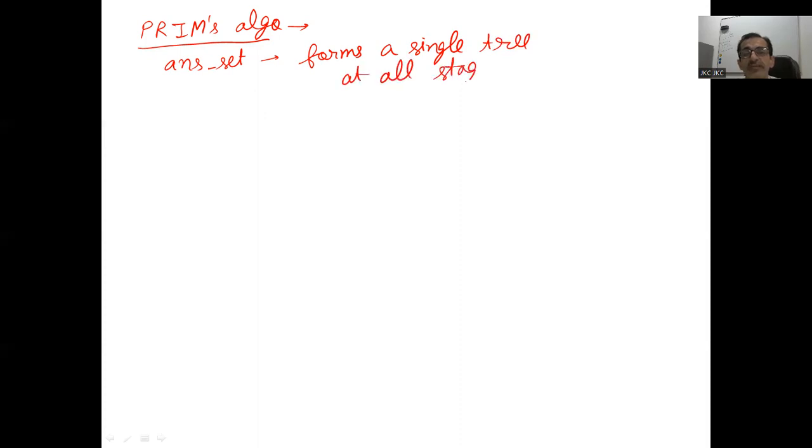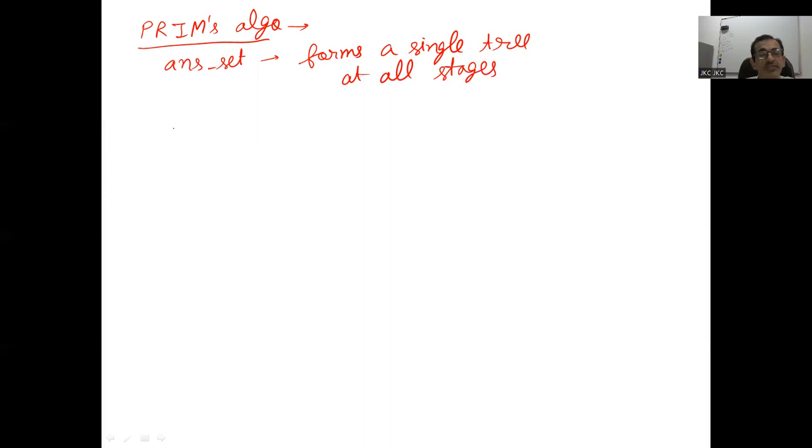So now we talk of a Prim's algo, and very similar to Kruskal, but here the processing will be different. In this case, again, I will say answer set will be there definitely, but answer set in this case is going to have always forming a single tree. At all stages, it will always be a tree in all situations, at all stages. So that's where it differs.